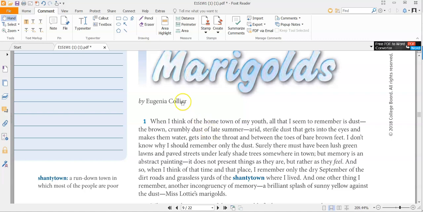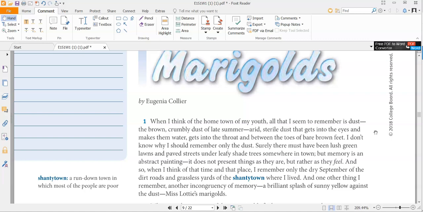So, starting from the beginning, when I think of the hometown of my youth, all that I seem to remember is dust. The brown, crumbly dust of late summer. Arid, sterile dust that gets into the eyes and makes them water. Gets into the throat and between the toes of bare brown feet. I don't know why I should remember only the dust.